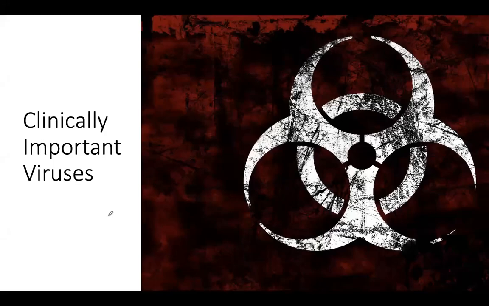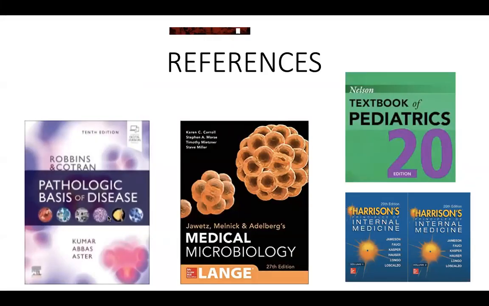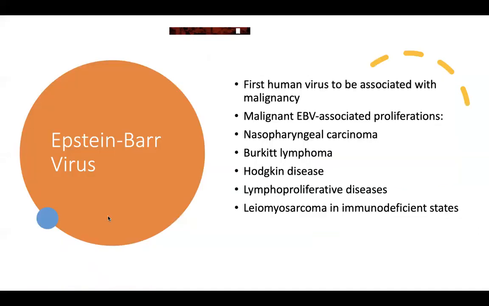So let's proceed to the next clinically important virus, and we'll be utilizing the same references that we utilized in our discussions of the other modules of the clinically important viruses. So let's begin with Epstein-Barr virus, okay? This is considered to be the first human virus to be associated with malignancy.